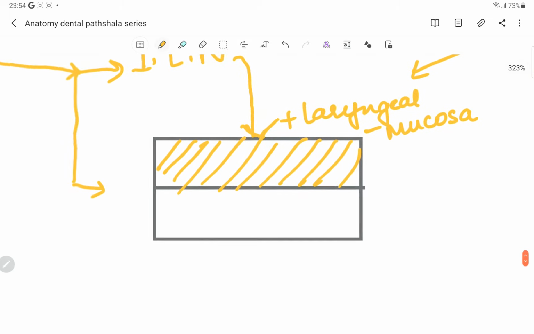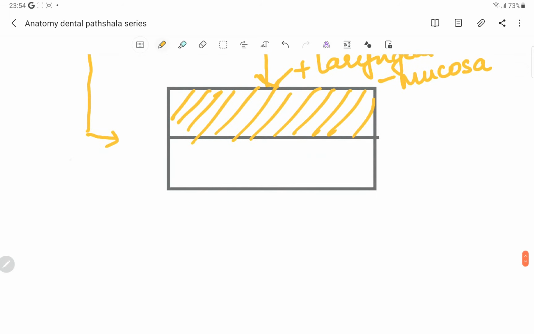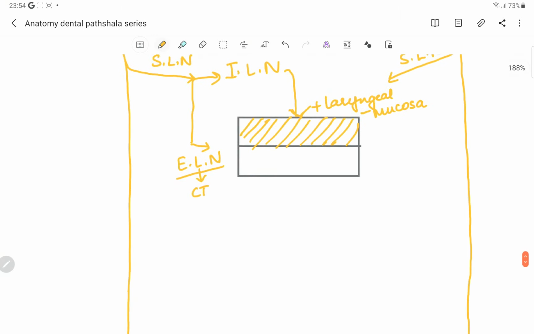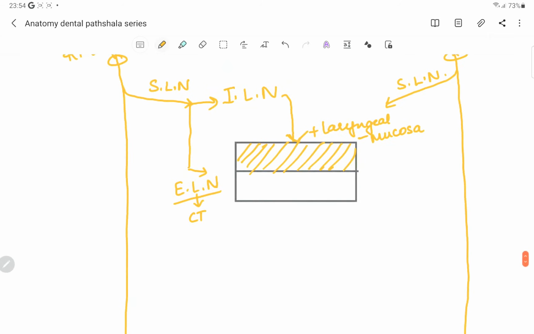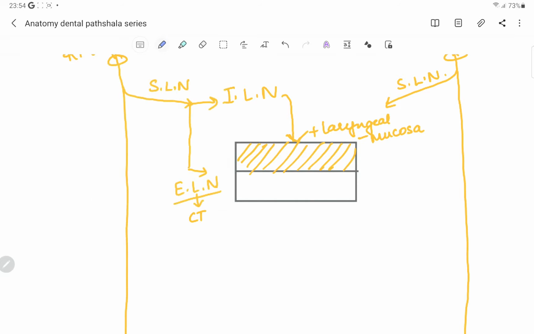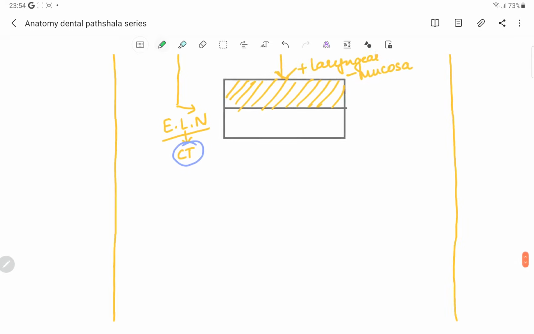Now talking about the second part of the superior laryngeal nerve, we have the external laryngeal nerve. This external laryngeal nerve is only going to supply the cricothyroid muscle. Remember, guys, that the cricothyroid is the muscle of the fourth pharyngeal arch. Now let's talk about the sixth pharyngeal arch.